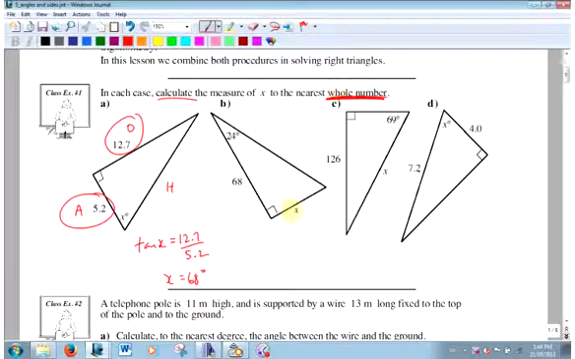Okay, x. Oh no, it's not an angle. I haven't done this in 3 days. It's gone.